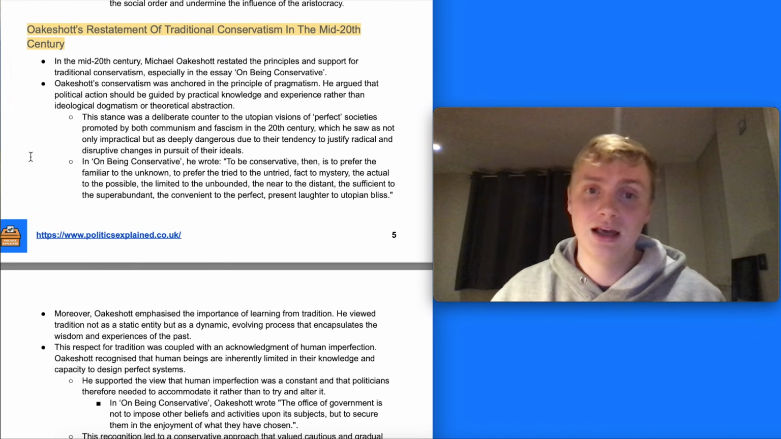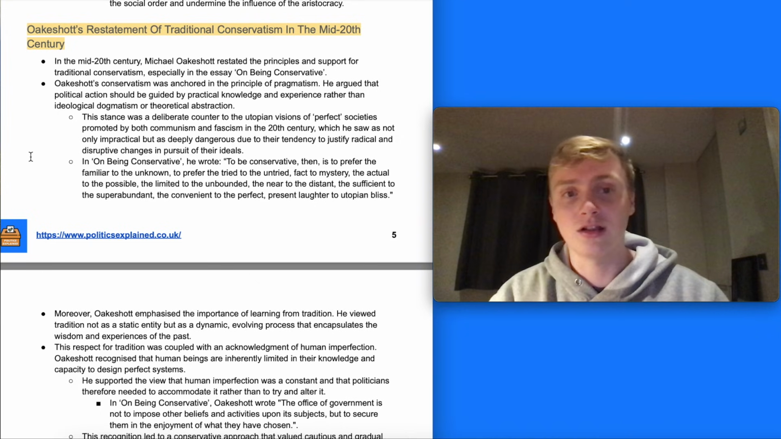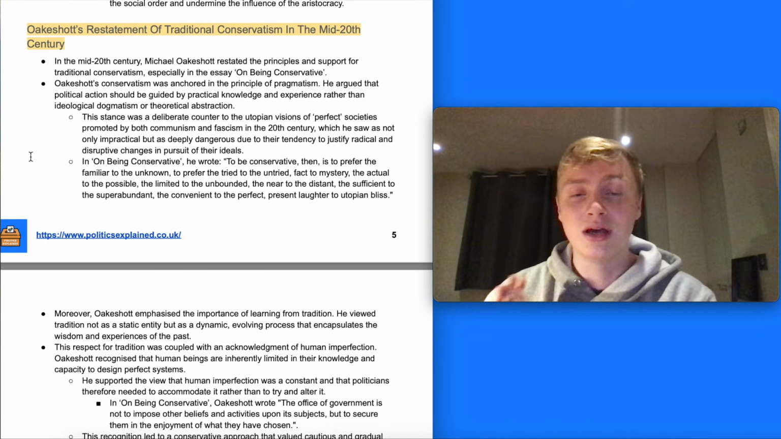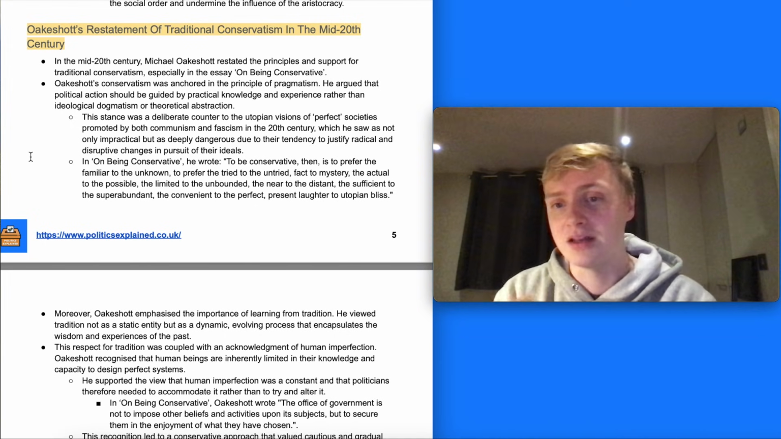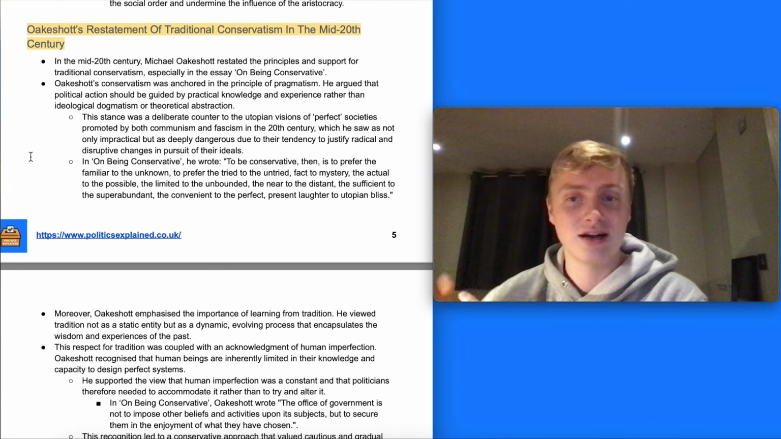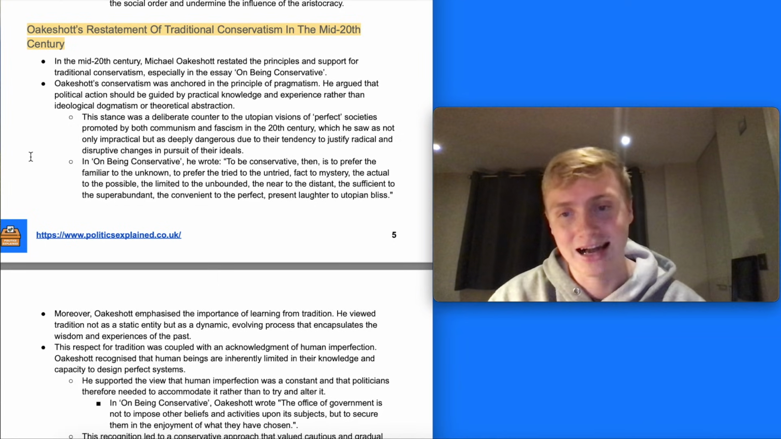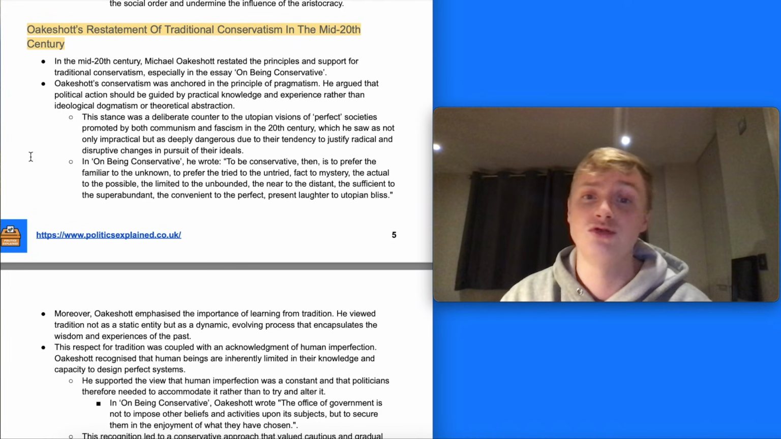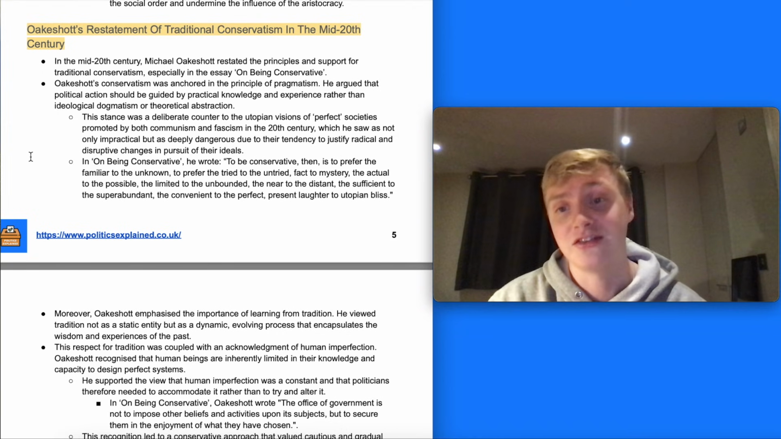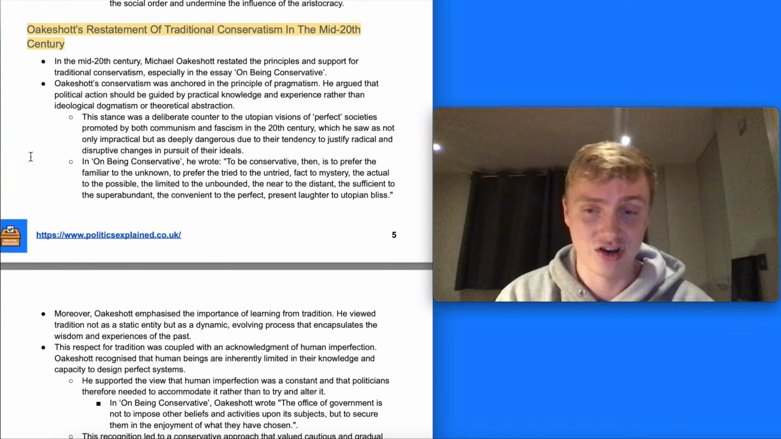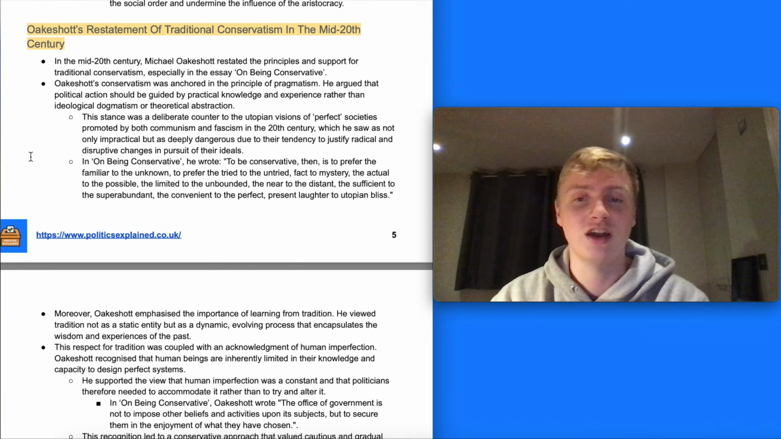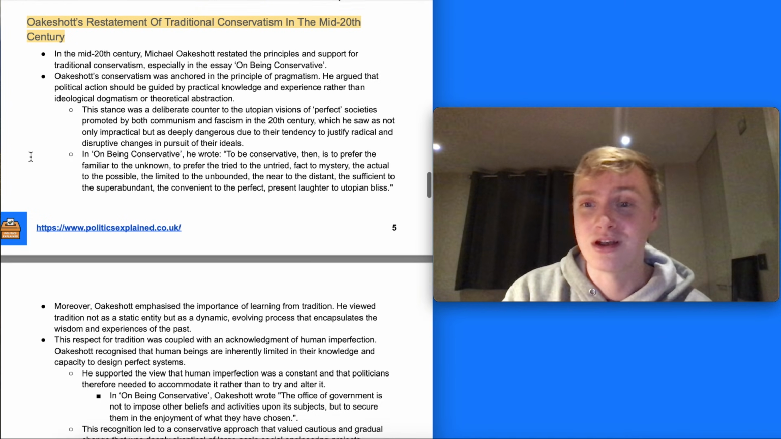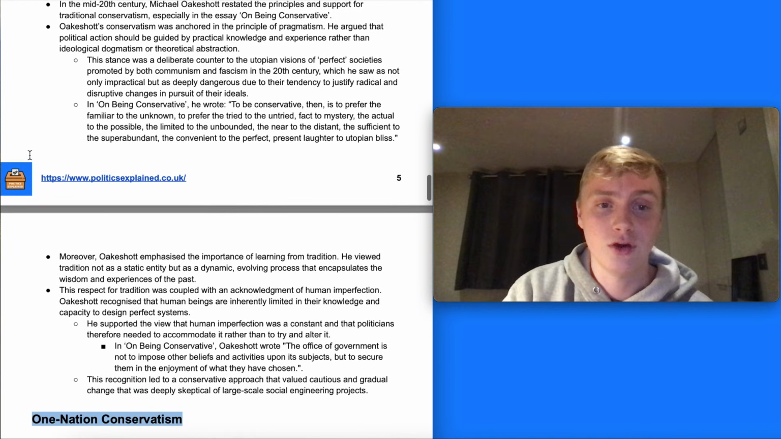And this was in particular, in his context, a counter to utopian visions of perfect societies promoted by both communism and fascism in the 20th century. They were very much driven by abstract ideals and concepts, rather than by practicalities and pragmatism. And he saw that as not only impractical, but deeply dangerous due to their tendency to justify radical and disruptive changes, therefore linking back to the traditional conservative view that these radical disruptive changes aren't good. It should be gradual reform within society. There's a quote there you can have a quick read of where he explained this view.